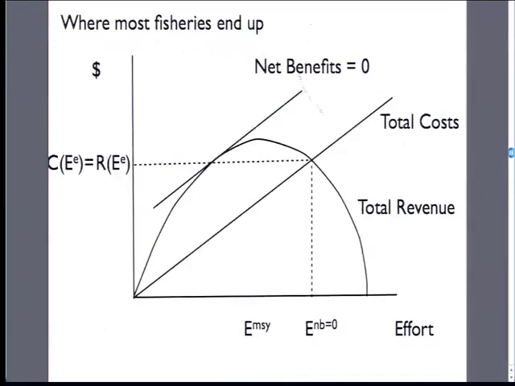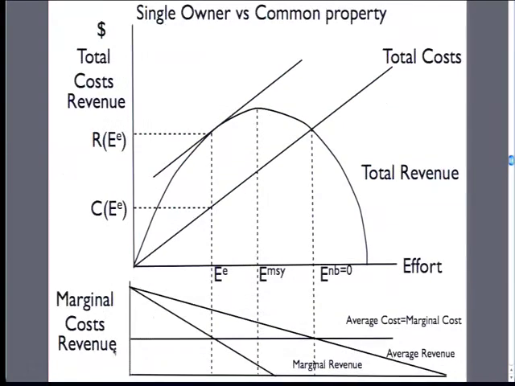So as I said, we usually end up at this point where net benefits equal to zero, where costs equal to revenue, and there's a whole lot of boats and a whole lot of people working in the fishery. And how do we get them to this point over here? So this is a little bit confusing. I'm going to try and motivate it.